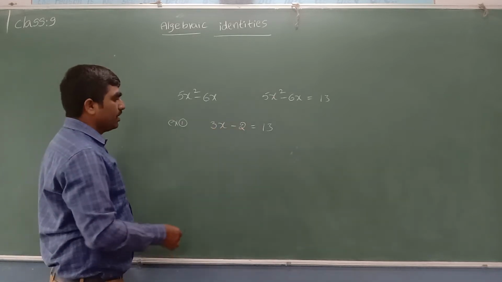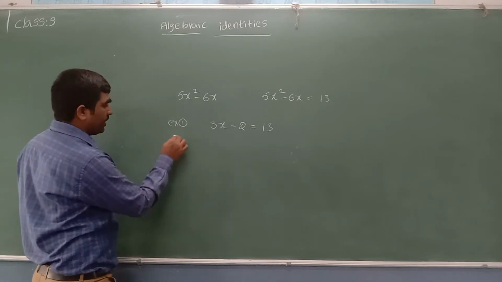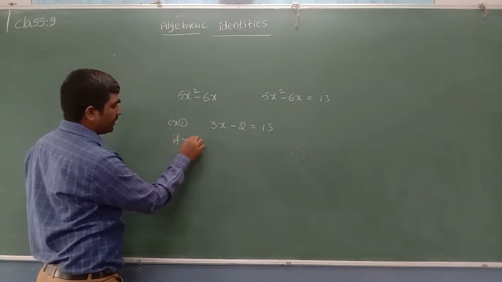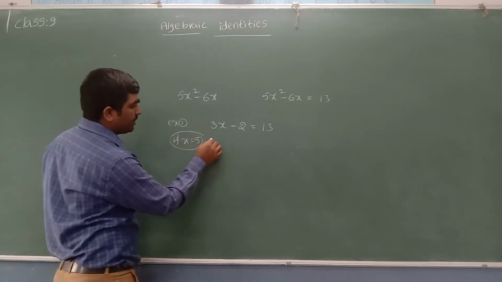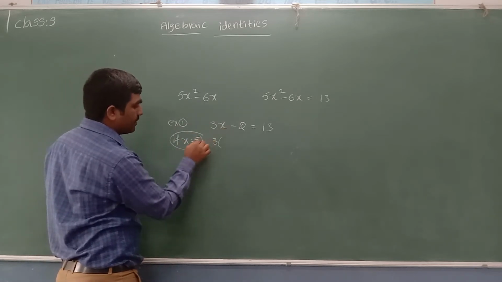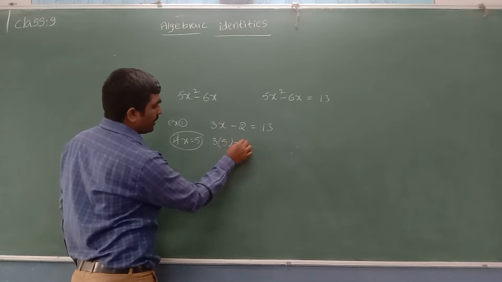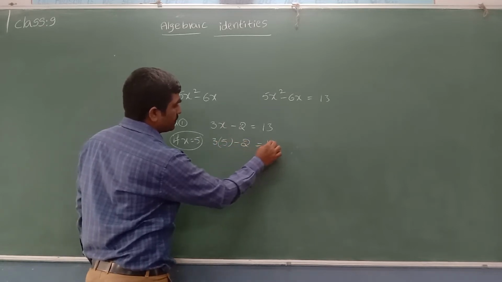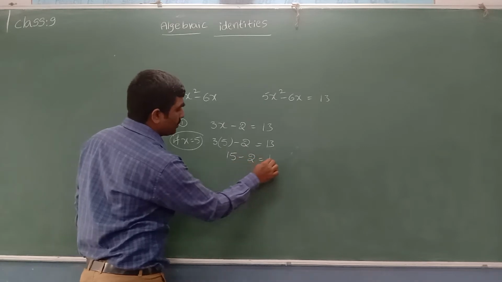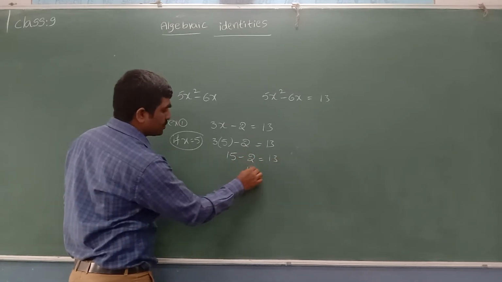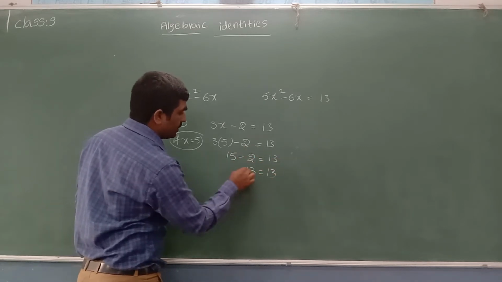Now here, if I take x is equal to 5, see what will happen. Substituting, 3 in the place of x, I am taking 5, minus 2 is equal to 13. 3 fives are 15. 15 minus 2, how much? 13. So 13 is equal to 13.